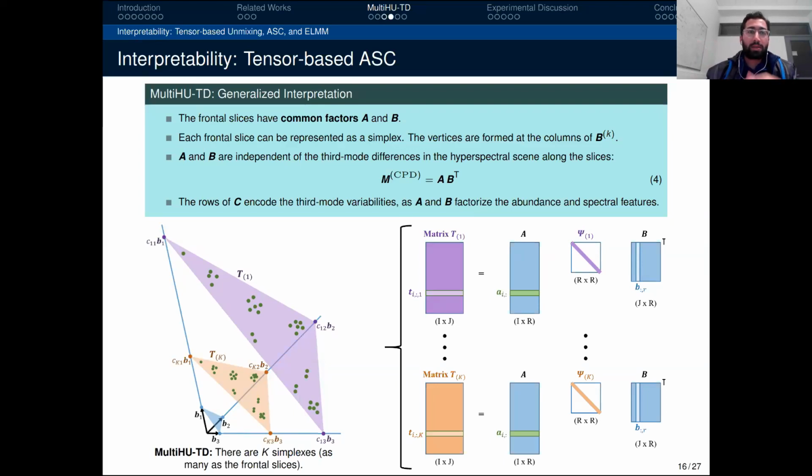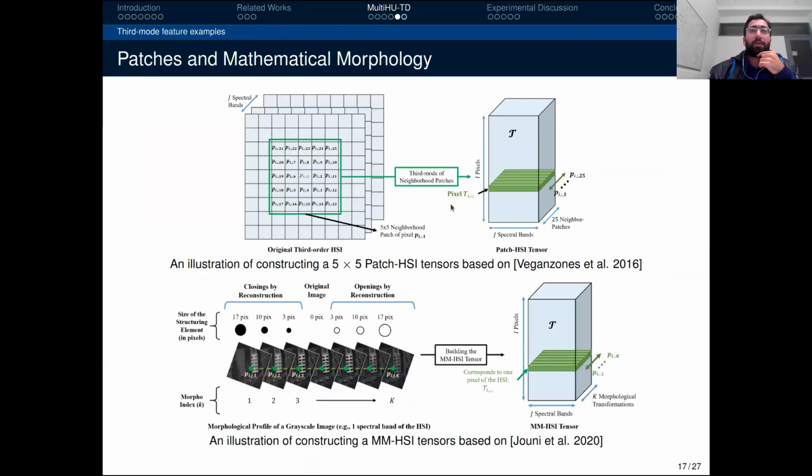And so let's see some examples of feature modalities. What we picked were the patch hyperspectral image tensors, which I will explain, and the mathematical morphology hyperspectral tensors. In the patch case, it's a publication that was done by Miguel Veganzones in 2016. In this case, it's a conference paper, actually. Sorry. So the point was to try to compress features of neighborhood pixels based on just a neighborhood.